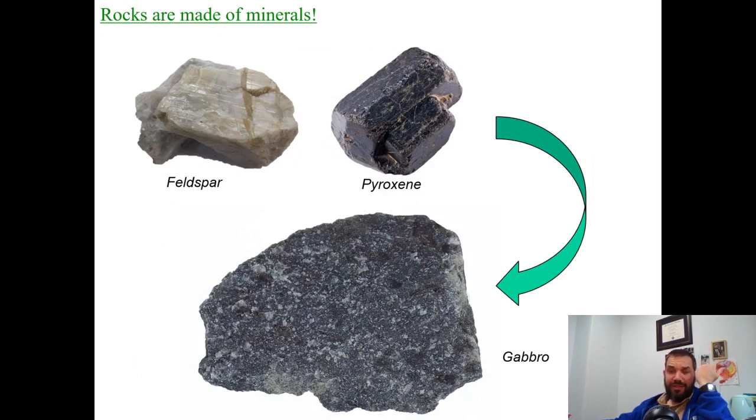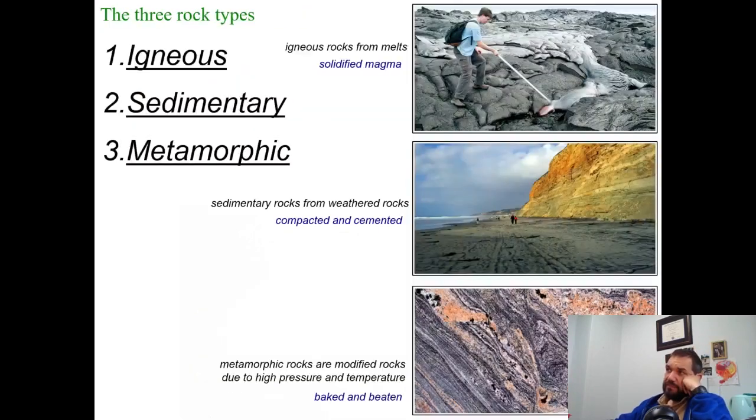And guess what? You look at something like gabbro, that's probably a rock you haven't heard of before, mostly feldspar and now some pyroxene. So rocks are made of minerals. Igneous rocks are no exception.